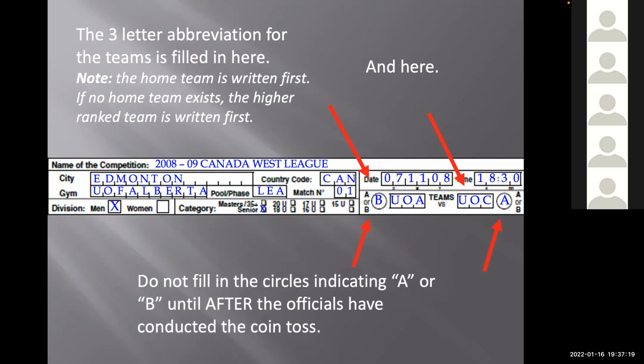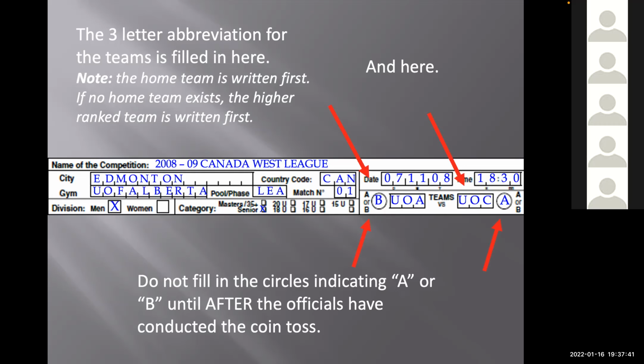A note there that the A and B will be done after. I'm going to teach it this way. This year might be different. So the A and B is decided by what side of the court the team starts on. So the A is always, as a scorer, it'll always be on your left, and B is always on your right. The teams have the choice to choose a side, and so that's why it's not filled in at the beginning.